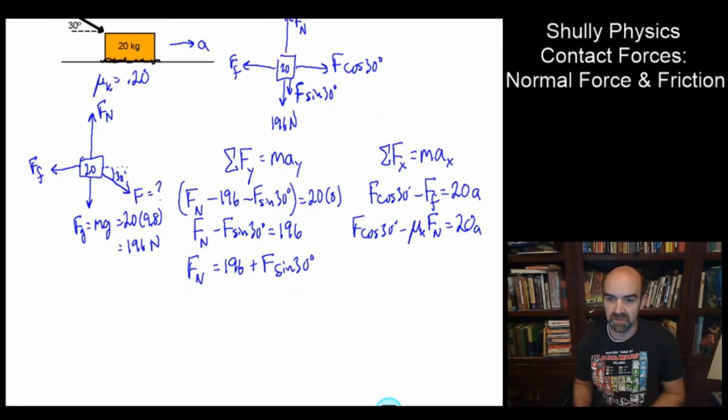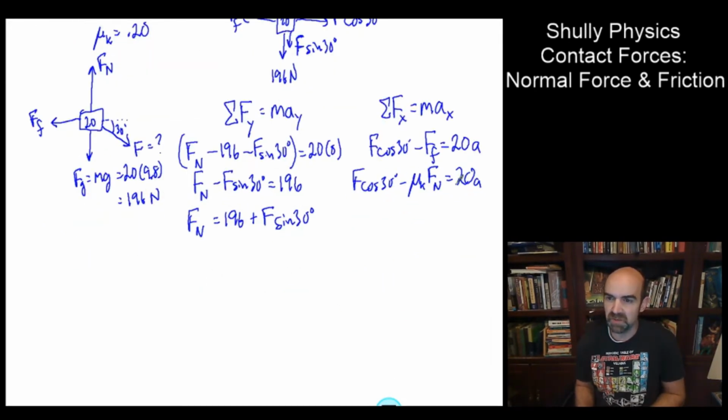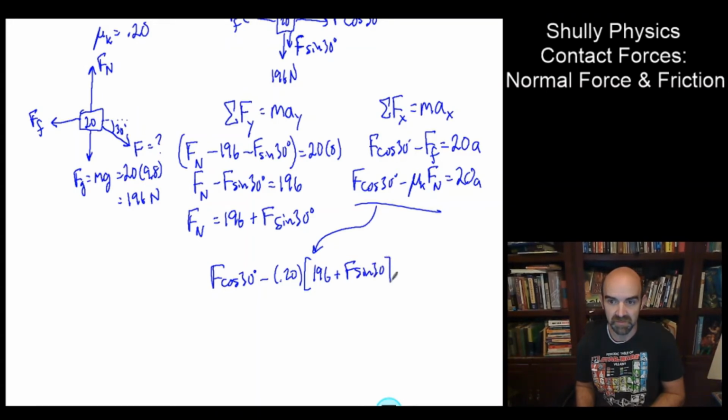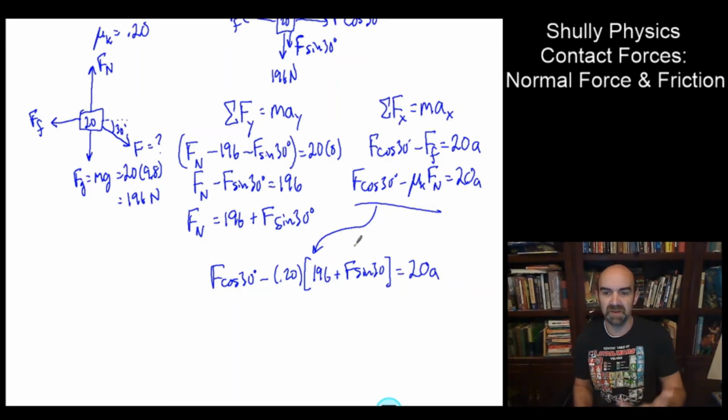Let's give us some more room. So I'm going to just rewrite this equation right down here. F cos 30 minus, I'm going to go ahead and plug in mu k, 0.2, times the normal force, which is 196 plus F sine 30, equals 20A. I'm going to simplify this as much as I can before I plug in an A, just so I can get both of my answers all at once here.